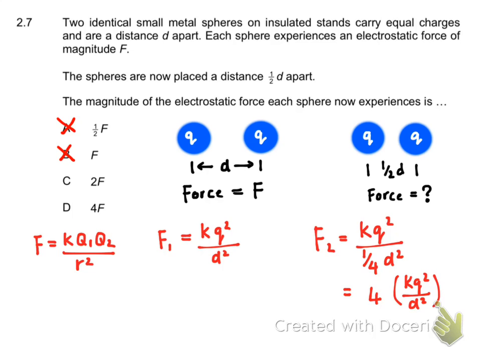And if you pull that out, it's then 4. If you take the quarter up to the top, it's 4. And then what's left is kq squared over d squared. And you'll notice that F1 is kq squared over d squared. So F2 is equal to 4 times F1. And so the correct answer there is D.